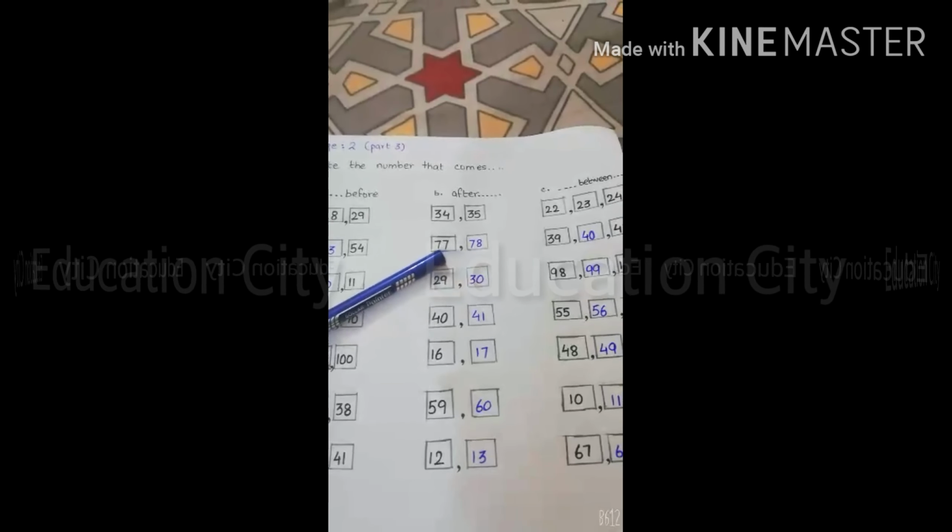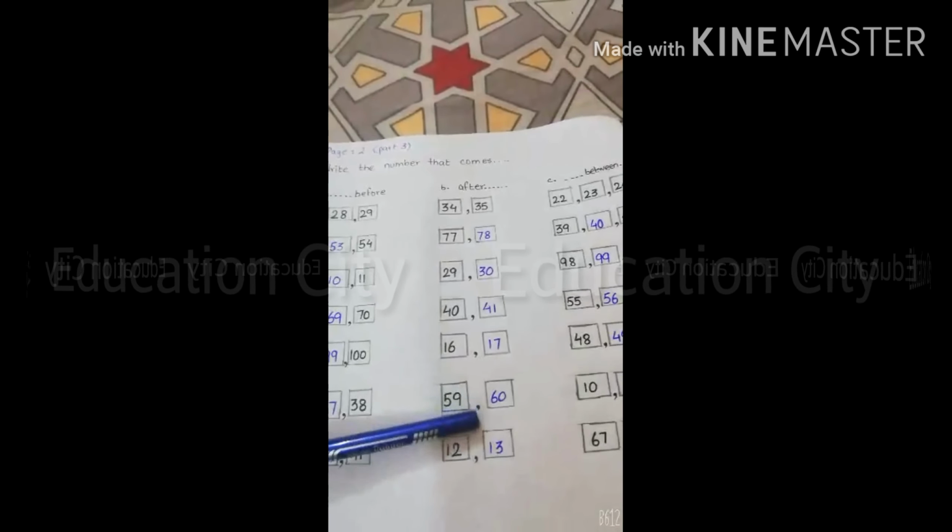78 is the after number of 77. 30 is the after number of 29. 41 is the after number of 40. 17 is the after number of 16. 60 is the after number of 59. And 13 is the after number of 12.